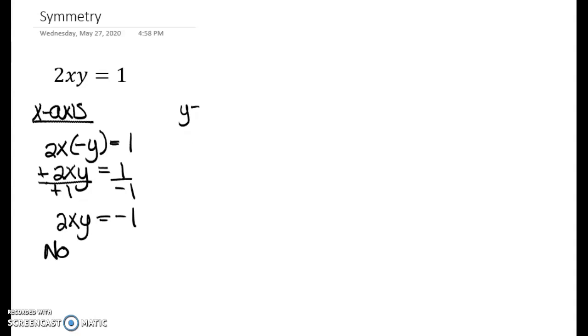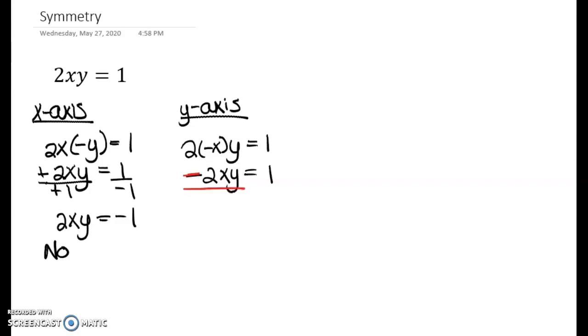So now let's try for y-axis symmetry. In this case, you replace x with negative x. This is going to become negative 2xy equals 1. Now we're at the same place we were before. Really the issue is we have this negative here. If you try and get rid of it by dividing or multiplying both sides by negative 1, all that does is move it from the left-hand side to the right-hand side. But once again, it's not the same as the original equation. So the answer here again is no.